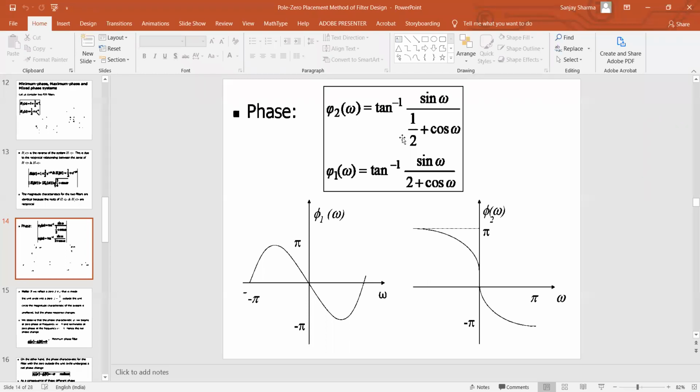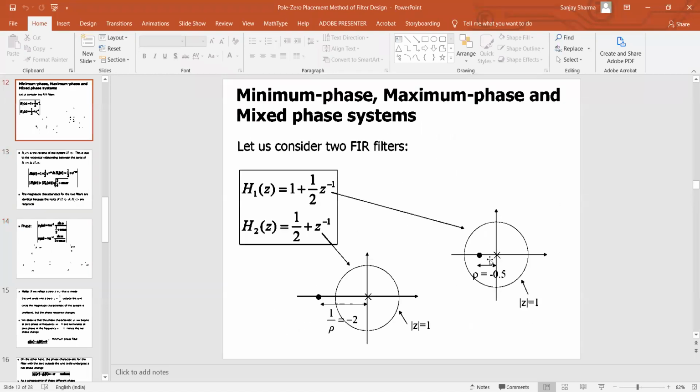Now, if you try to draw the phase, you will see what is there in the first system. In the first system, the zero is inside the unit circle. In the second system, the zero is outside the unit circle. All right.